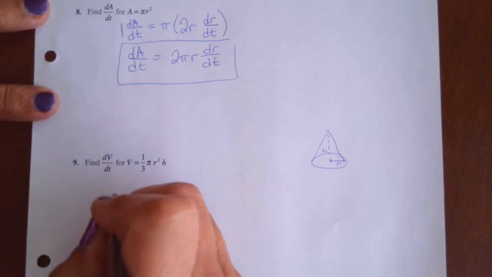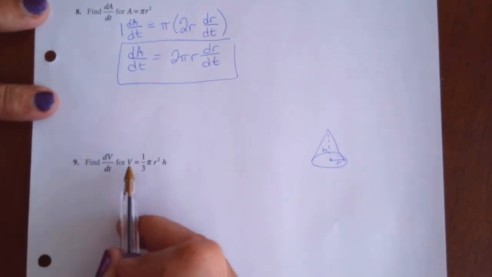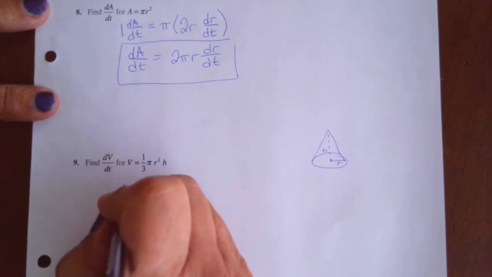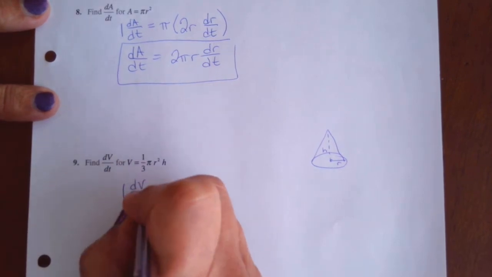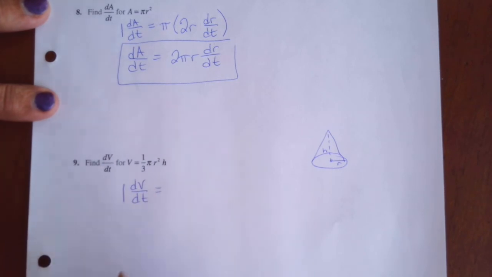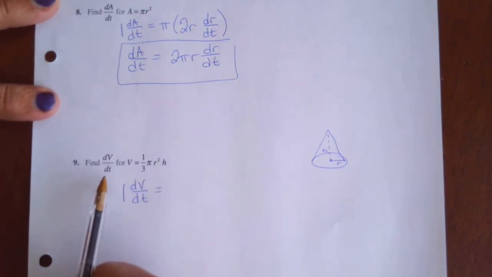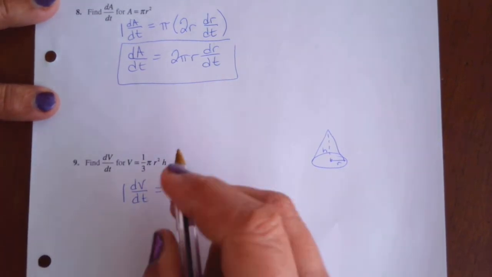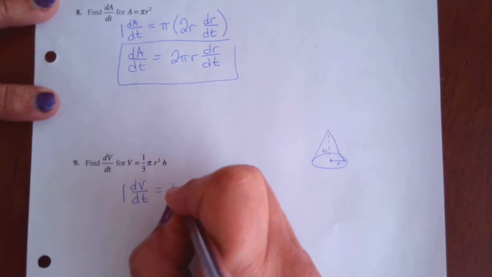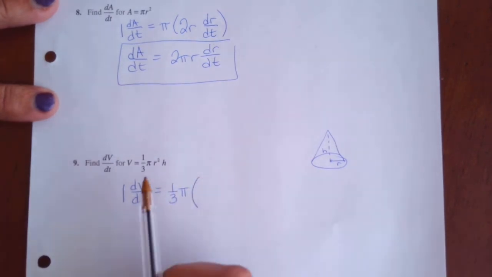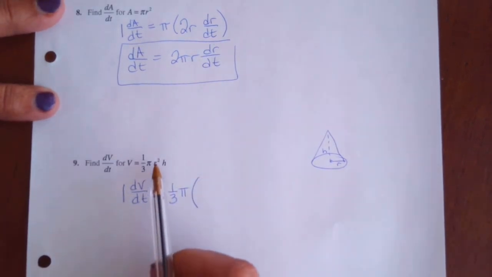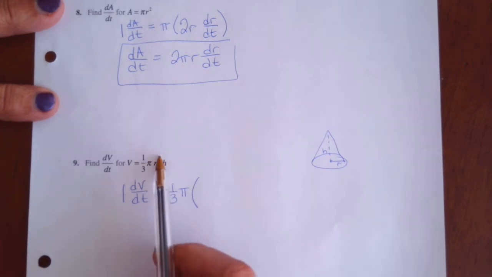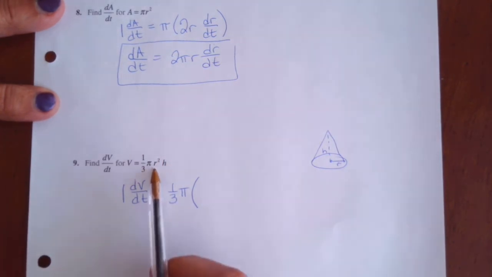All right, so take the derivative of the left side. The derivative of V is 1, and that's variable V with respect to t. Again, that's what it asked me to find. All right, so 1/3 pi is a constant, so I'm going to leave that out front, right? And then I've got r squared times h, so there's a product rule right here. So I'm going to do the product rule.